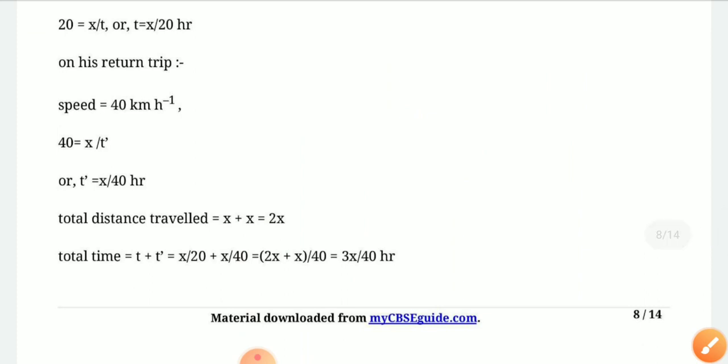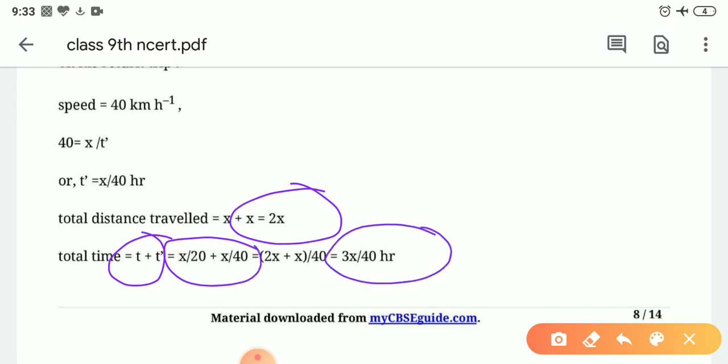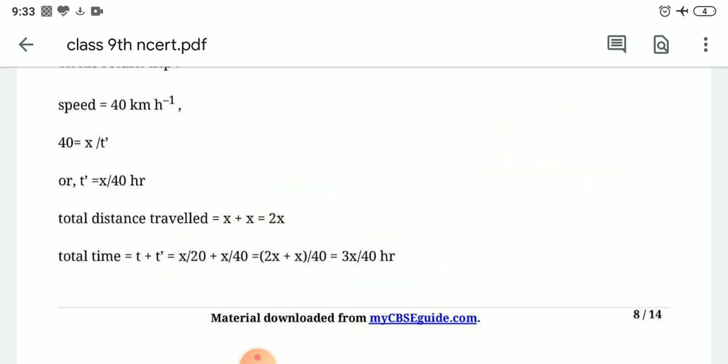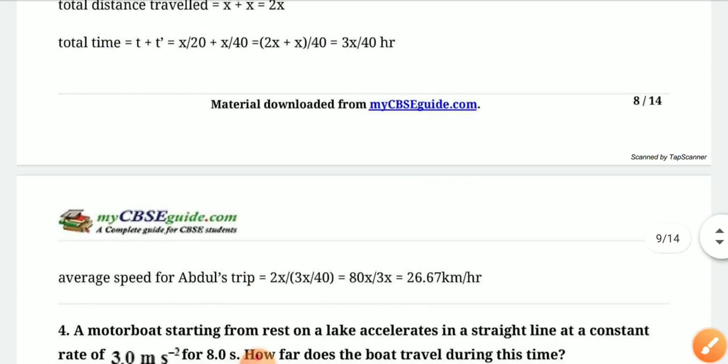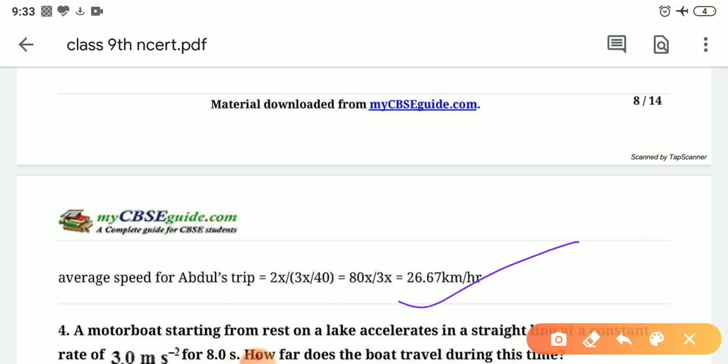Total distance x plus x, 2x, and total time t1 plus t2, that is x upon 20 plus x upon 40. After solving this we will get 3x upon 40. Then we can easily find the average speed. Average speed will be total distance upon total time. Total distance 2x upon total time 3x upon 40. x and x will be cancelled out from here. Then from solving this we can find the value, that is 26.67 kilometer per hour.